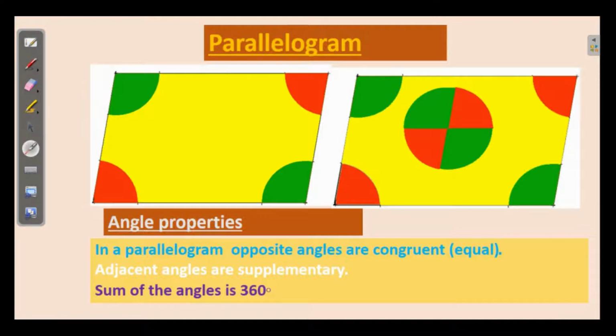You have studied parallel lines. If you are extending these lines, these are co-interior angles. Co-interior angles are supplementary, that you have studied in parallel lines. So, here adjacent angles of a parallelogram are supplementary and the sum of the angles is equal to 360 degrees. The angle around a point, or this 180 plus 180 equal to 360 degrees. So, we have done the parallelogram.